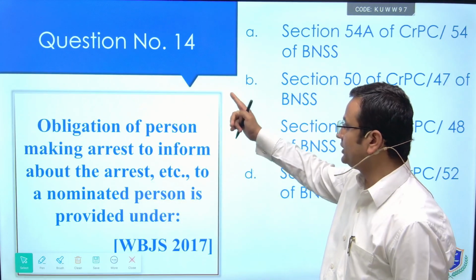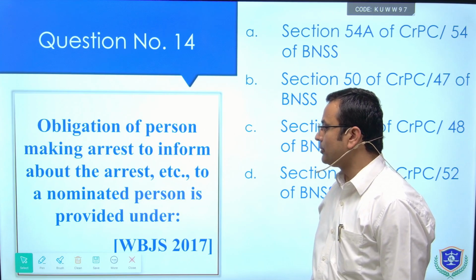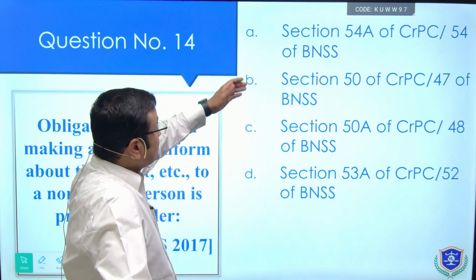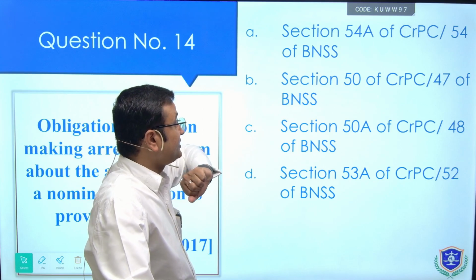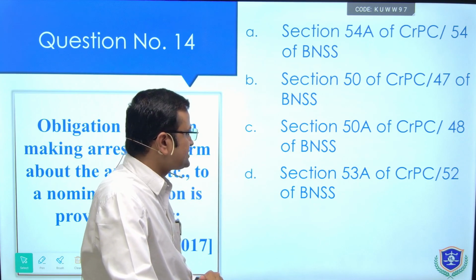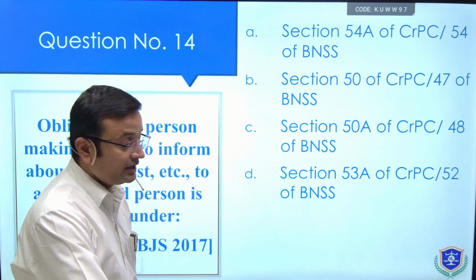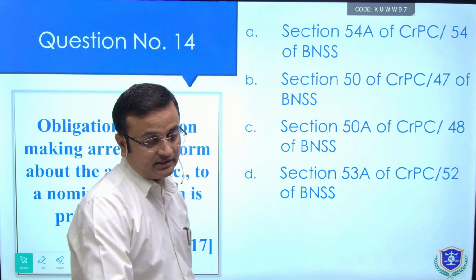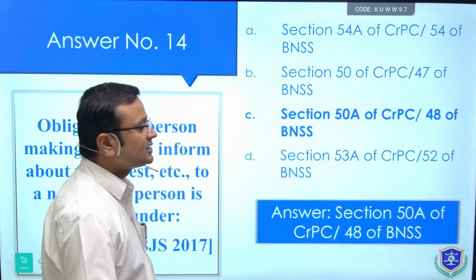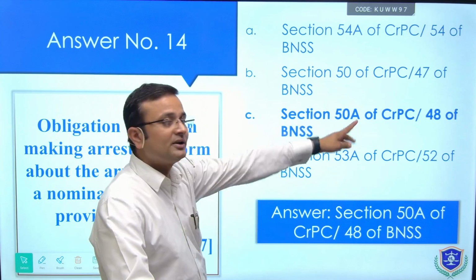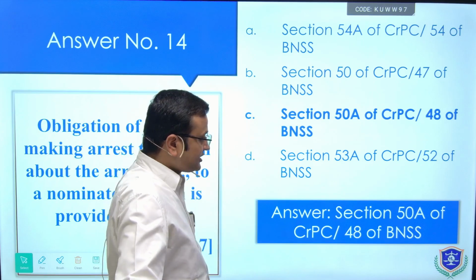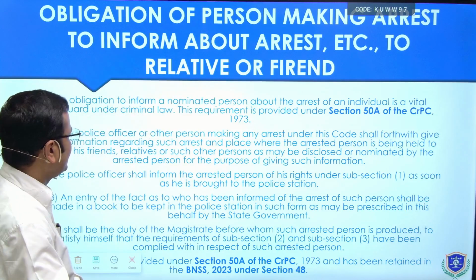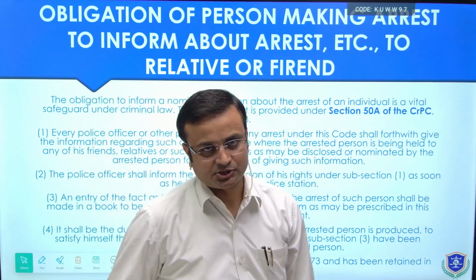Let's see the next question. The next question is question number 14. Obligation of person making arrest to inform about the arrest, etc., to nominate a person is provided under which section? This has been asked in West Bengal Judicial Services. Section 54 of CrPC, which has now become 54 of BNSS, Section 50 of CrPC, which has now become 47 of BNSS, Section 50A of CrPC, which has now become 48 of BNSS, and Section 53A of CrPC, which has now become 52 of BNSS. Let's see the answer. The correct answer is C, that is Section 50A of CrPC, which has now become 48 of BNSS. Let's see the explanation. What is given in that? So it provides the obligation of the person making arrest to inform about the arrest, etc., to the relative or friend. So it is directly given in this section, that is Section 50A.